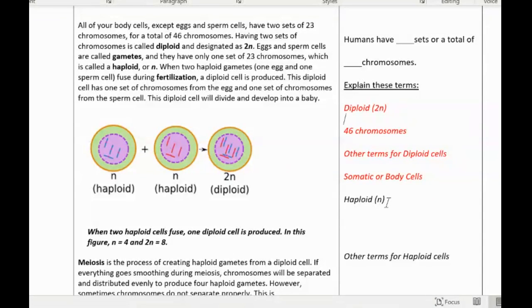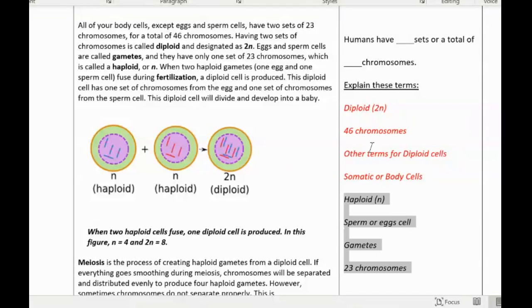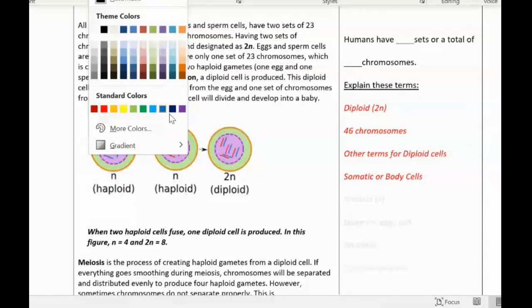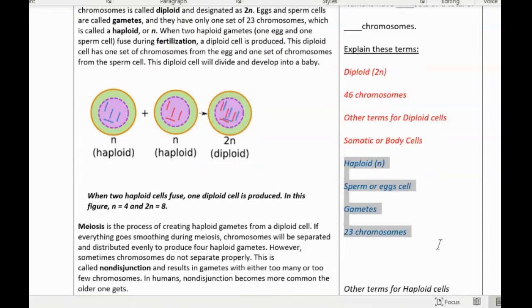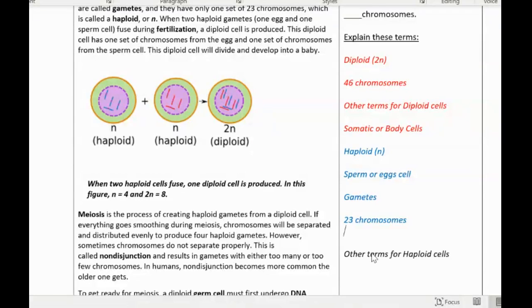Haploid cells are represented as an N. Haploid cells are also known as sperm or egg cells. Egg cells in a female, sperm cells in the male, and they're also known as gametes. In human beings, there's a total of 23 chromosomes, or there should be, in haploid cells. So a haploid cell, also known as a sperm or egg cell, only has 23 chromosomes.